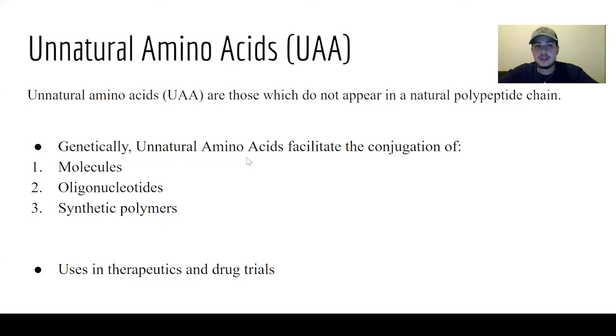Genetically unnatural amino acids facilitate the conjugation of molecules, oligonucleotides, and synthetic polymers. The facilitation and conjugation from unnatural amino acids can be applied to protein therapeutics in both pharmaceutical and physical settings. Additional therapeutics may chemically engineer a defined macromolecule.